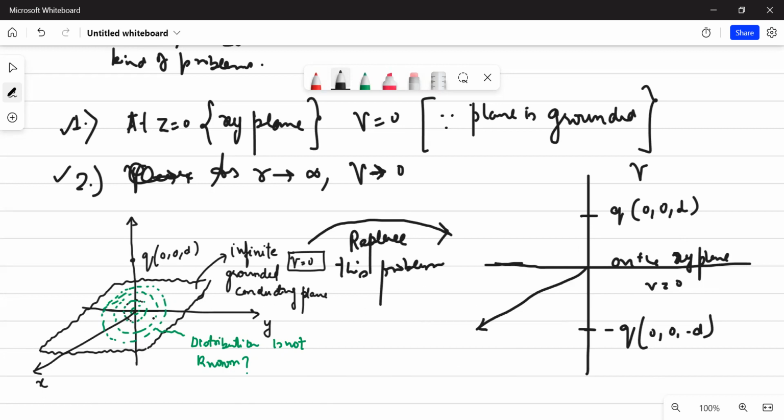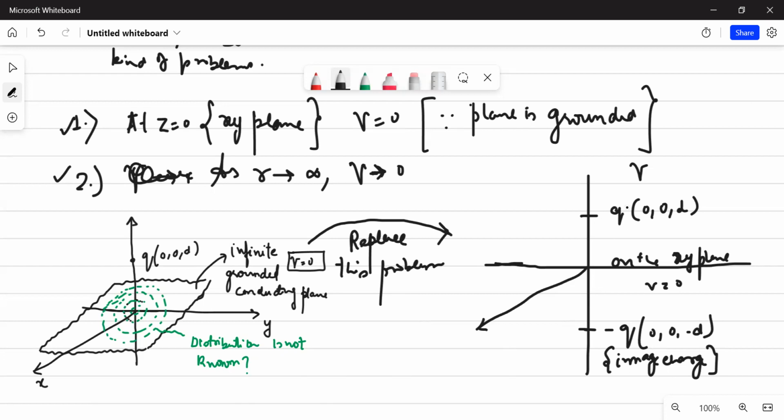So instead of this particular problem, we'll replace it by saying that instead of this plane, I'll place a charge minus q, and this charge is called your image charge. One can understand why this image charge is important: if it is placed, then due to the symmetry, the potential on the xy plane would be zero.